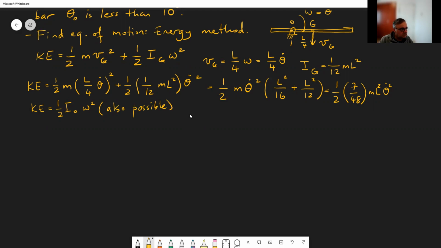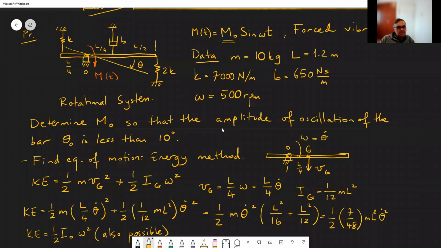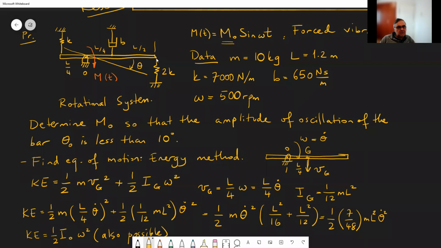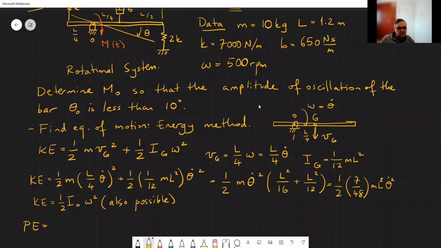So this is also possible. It would give us exactly the same thing. Okay, so we will find the potential energy now. Well, there are two springs, as we see here. One is here, one is there. This displacement of this spring is L over 4 times theta. This one is 3L over 4 times theta.